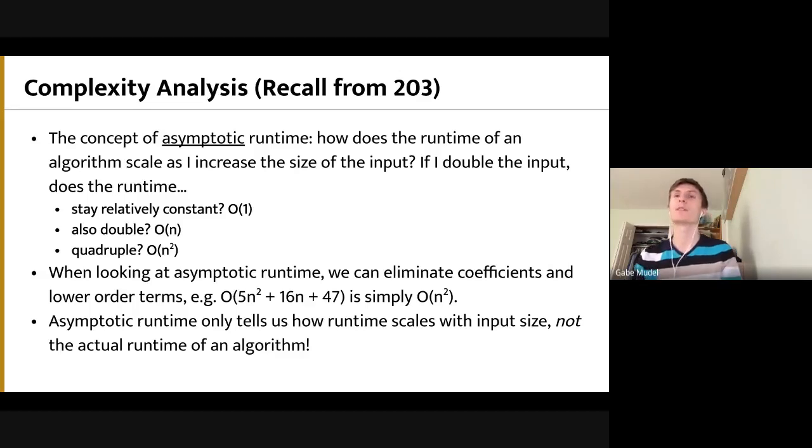I think there's a slide later on talking about the differences between O and theta. But anyway, when looking at asymptotic runtime, we pretty much can, for all intents and purposes, just look at the highest order term, which for this example is n squared, and we can also ignore coefficients. And it's important to note that asymptotic runtime only measures how the algorithm scales. It can help, but it doesn't 100% determine the actual runtime.